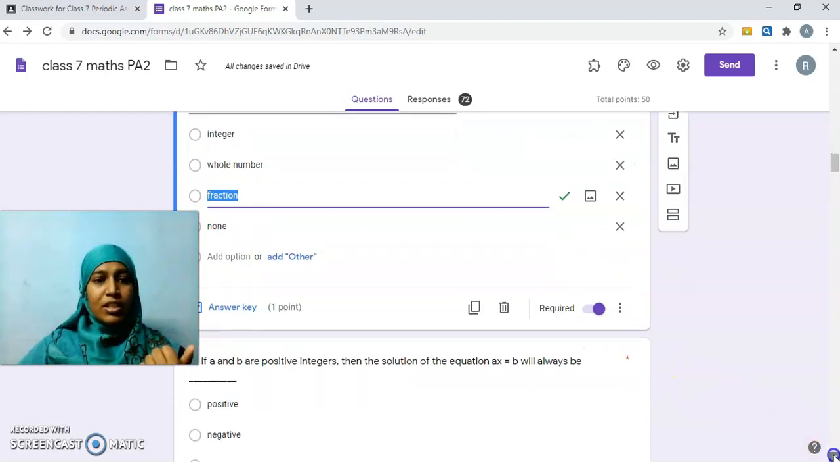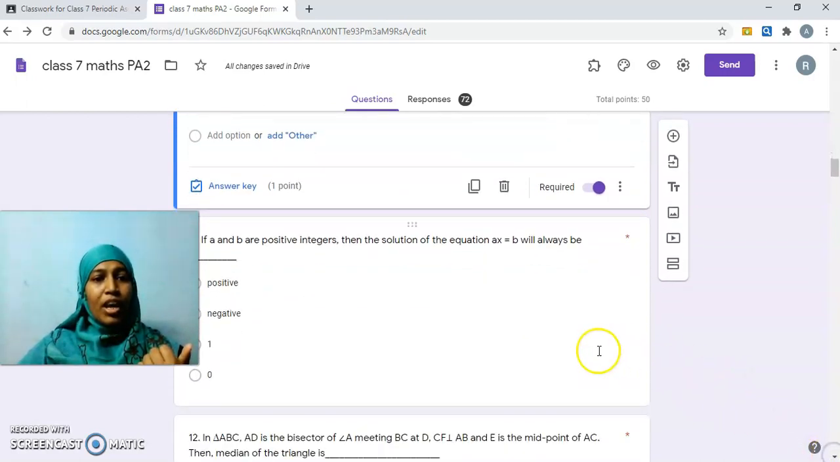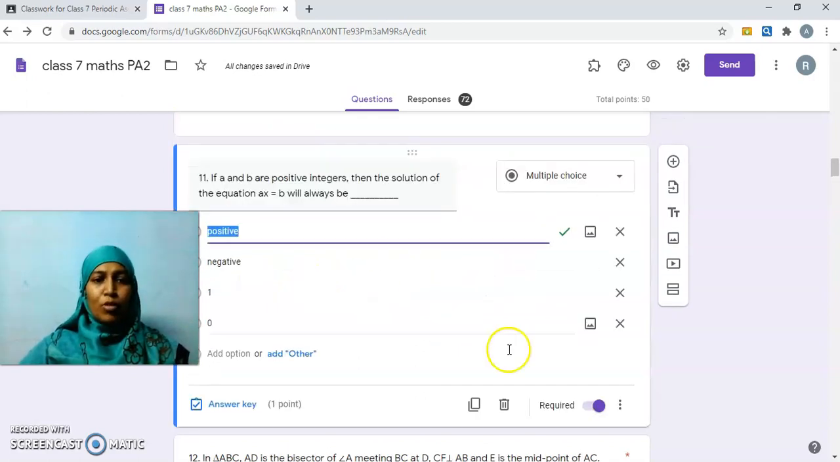The next question is, if a and b are both positive, what is the solution for this equation ax plus, imagine here I have a plus number, plus 2 here, plus 4. If it comes in division, is it possible to have a negative number when both a and b are positive? Surely not. So the answer is positive.